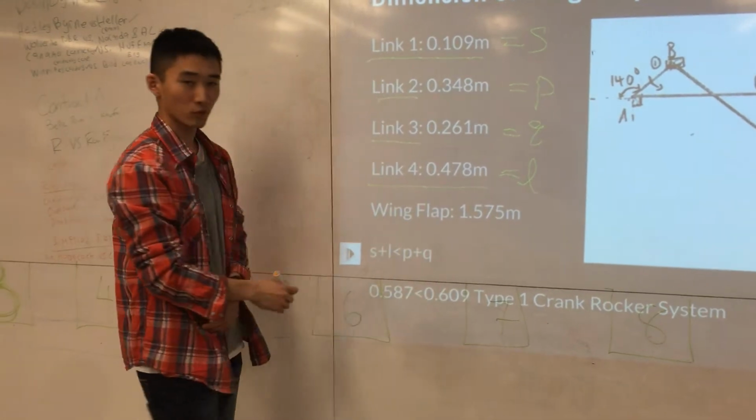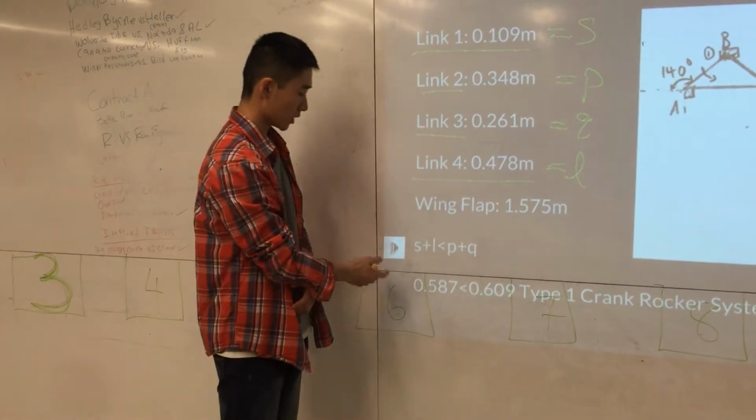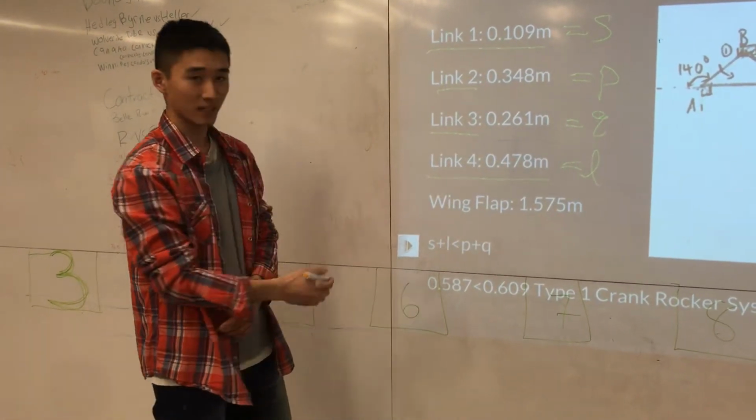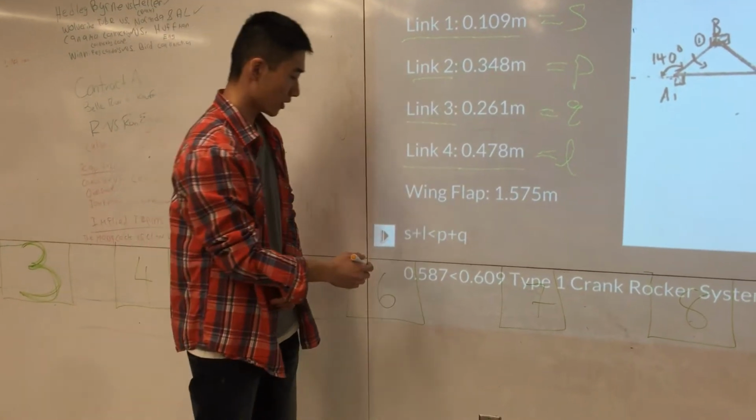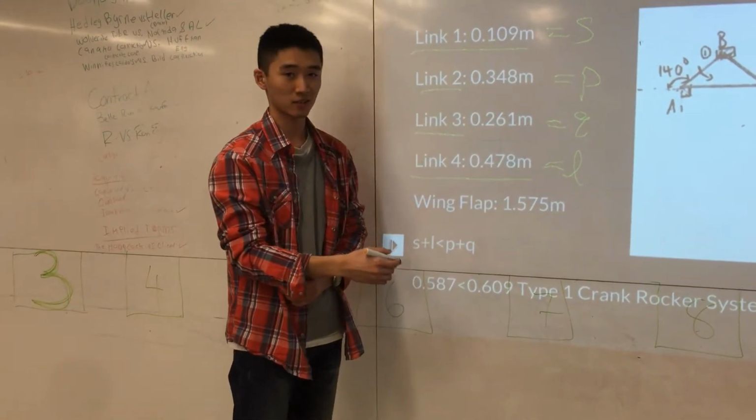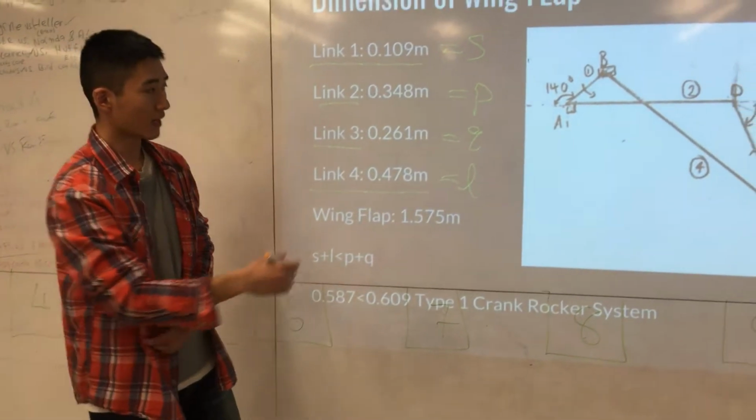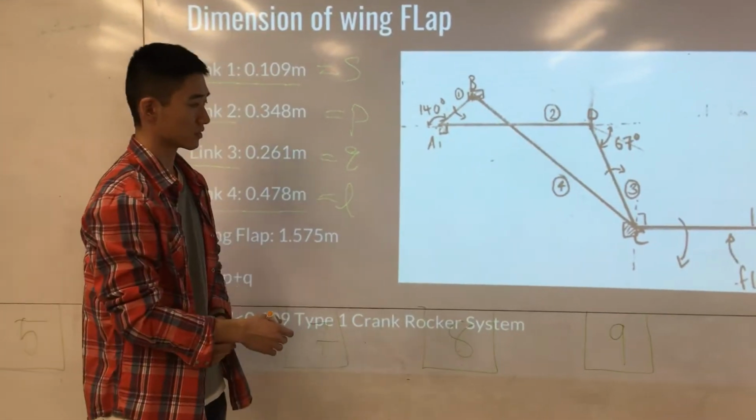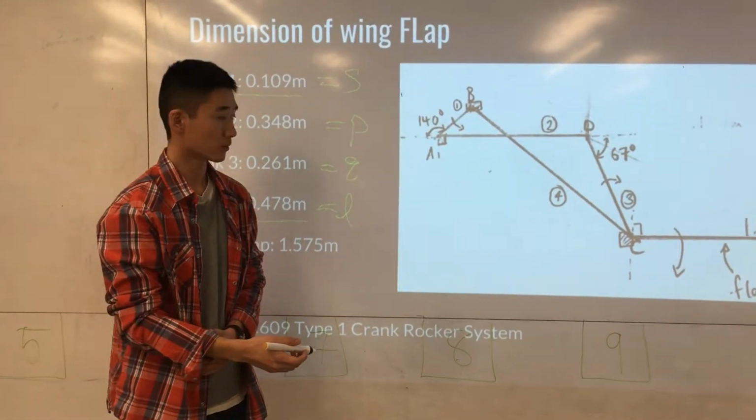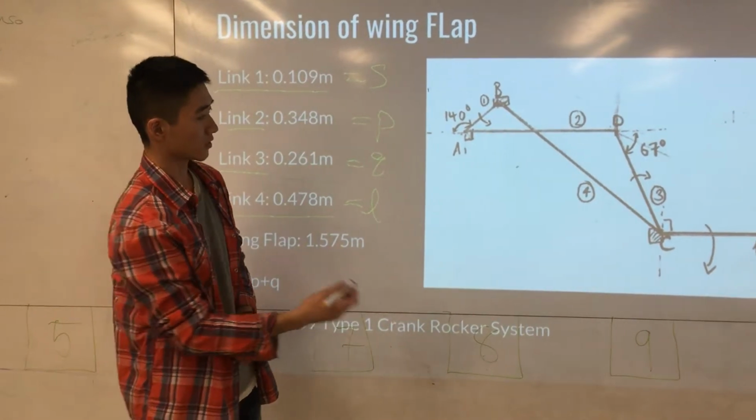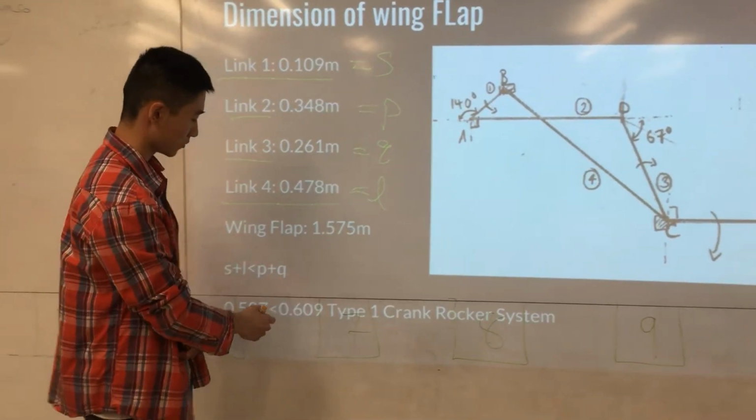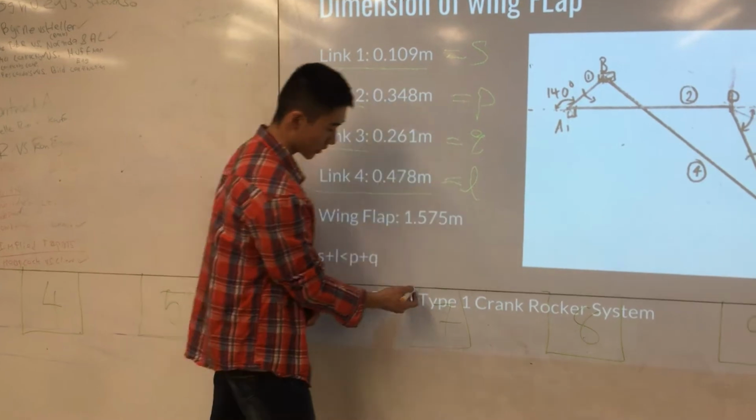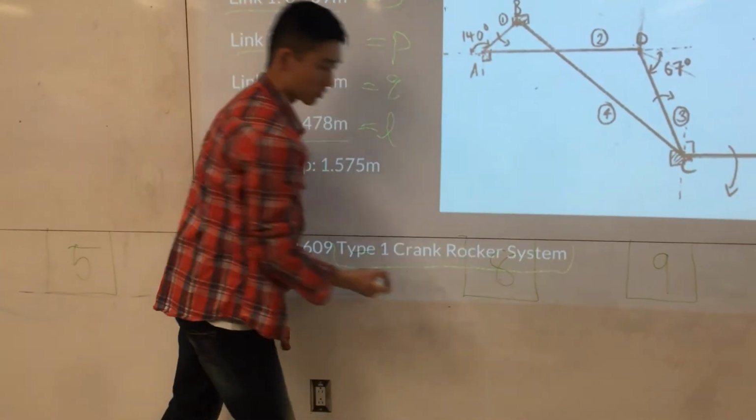Now, due to Grashof's equation, if the sum of S and L is less than the sum of P and Q, we are able to conclude that it is a type 1 system. And looking at the mechanism used in the plane wing flaps, we can conclude that it indeed does match up with the calculations, ending up with a type 1 crank rocker system.